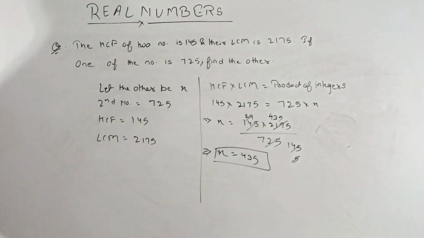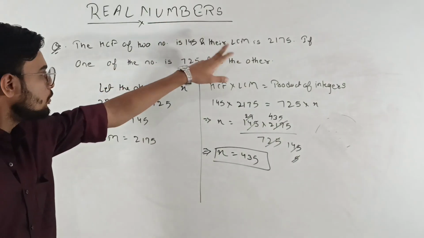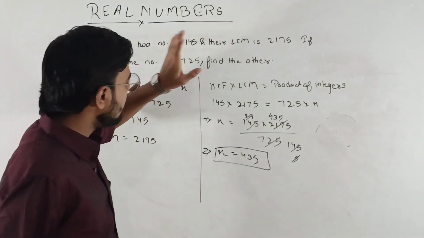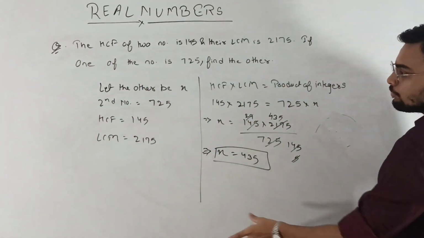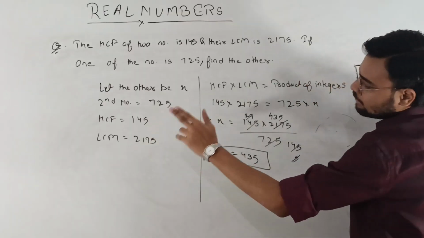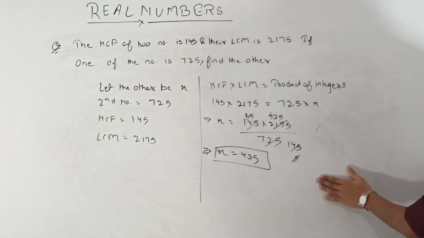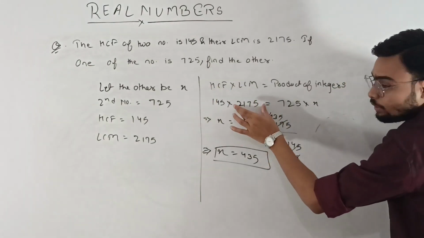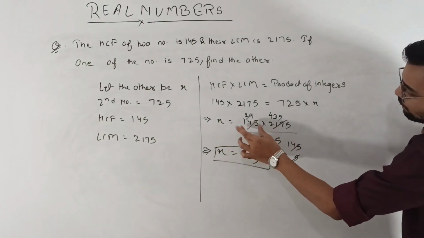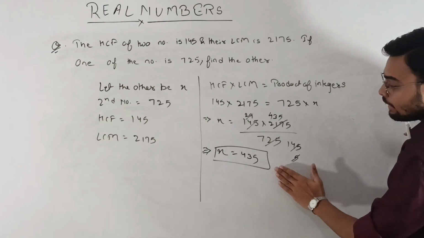Okay. Let's see again. What is the question? The HCF of two numbers is 145 and the LCM of the two numbers is 2175, and one of the numbers is 725. Then we have to find the other number. What do I do? First I assume the first number to be x. Then the second number is 725. HCF is given, LCM is given. Then by the relation, what is the relation? HCF times LCM is equal to the product of the integers. Then 145 times 2175 is equal to 725 into x. From here x is equal to 145 into 2175 upon 725. Then by calculating this, I get x is equal to 435.